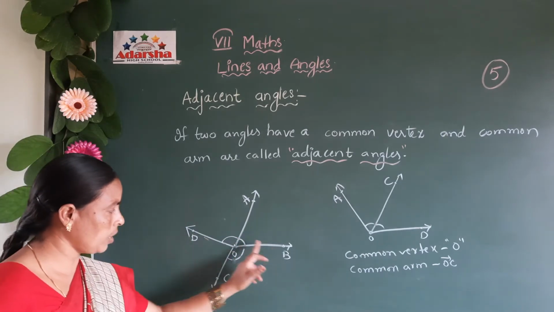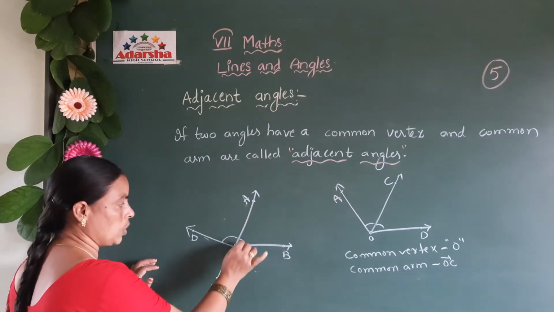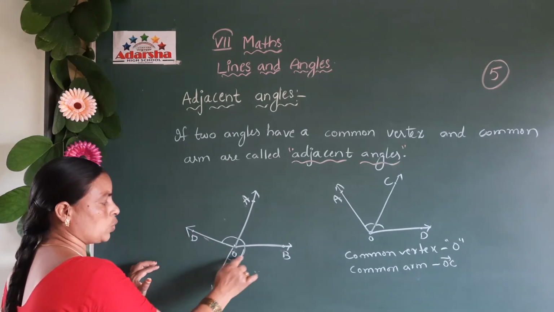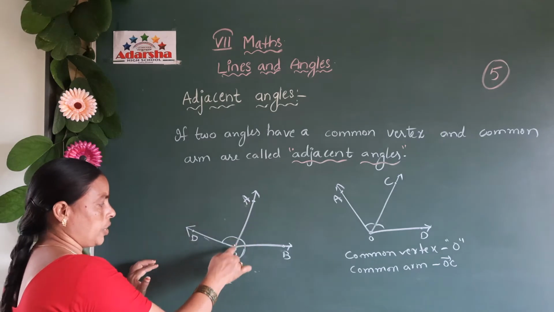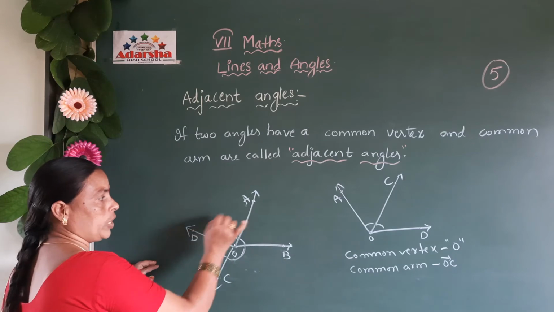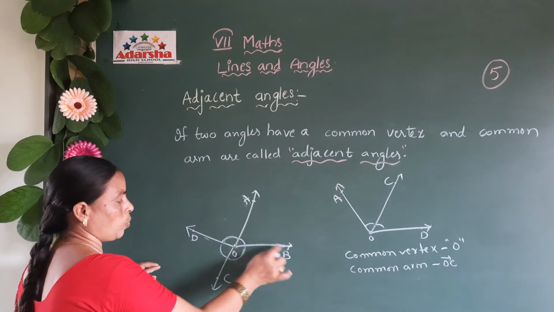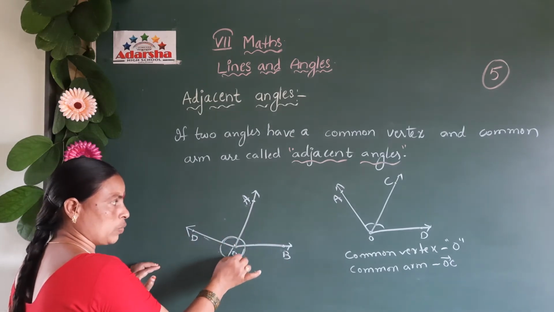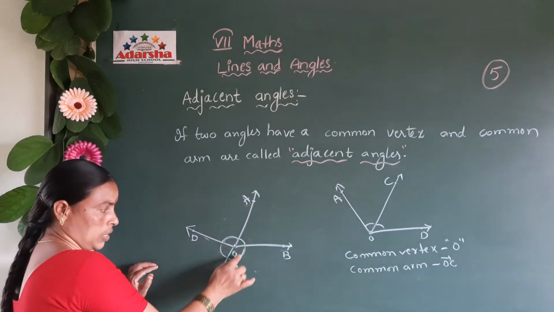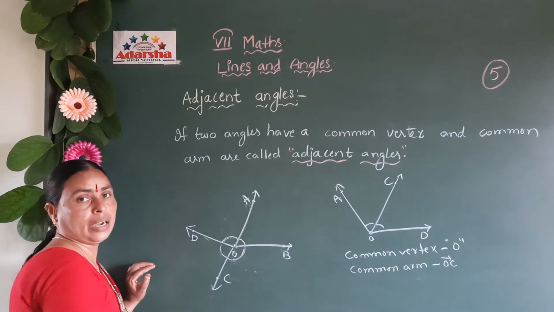AOD and BOC are not the adjacent angles, but AOB and BOC, these two are adjacent angles, and BOC, COD, these two angles are adjacent angles, and AOD, COD are the two adjacent angles, and AOD and AOB are the two adjacent angles. Why? Because here AOB and AOD have the common vertex O and common arm OA. So these are the two adjacent angles.